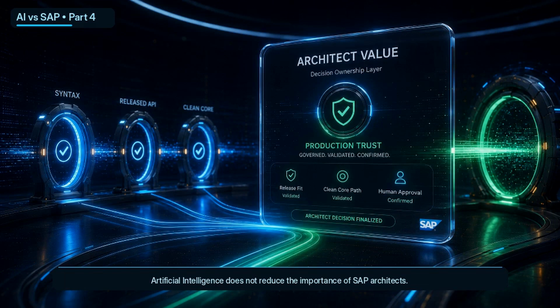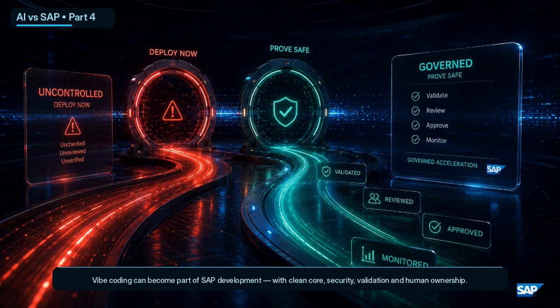AI does not reduce the importance of the SAP architect. In fact, it increases it. When code becomes easier to generate, judgment becomes more valuable. The architect must look beyond the code and evaluate what the solution will change, what it may break, how it will be governed, and who will own the consequences. Vibe coding can absolutely become part of SAP development, but only when speed is surrounded by clean core, security, validation, resilience, and human decision ownership. Generated code is not the final outcome. A production-trusted solution is. And that is how architecture turns vibe coding into governed SAP acceleration.